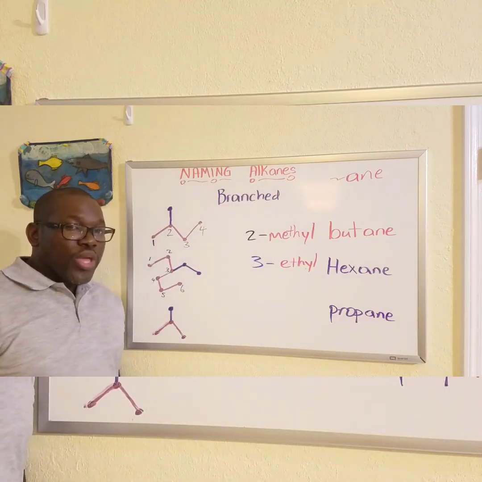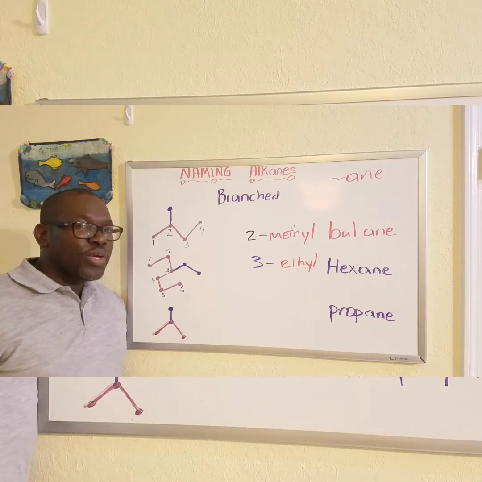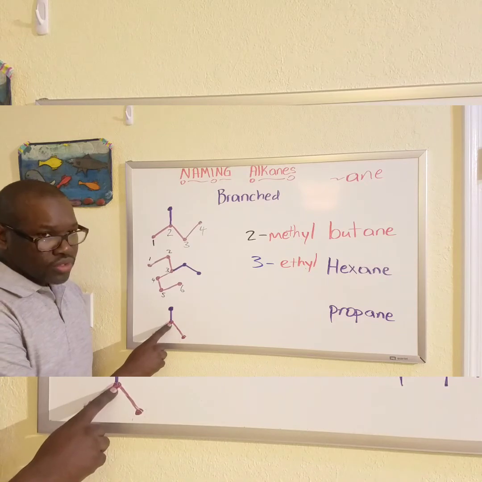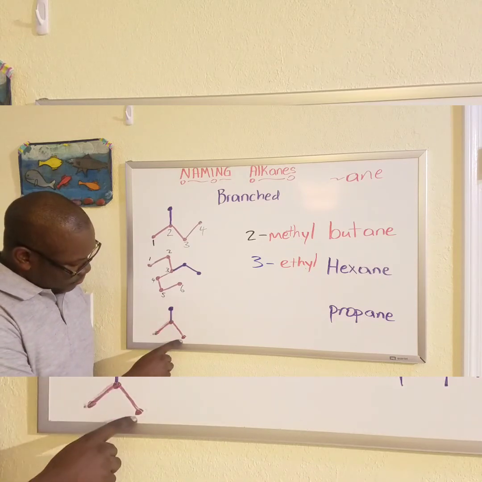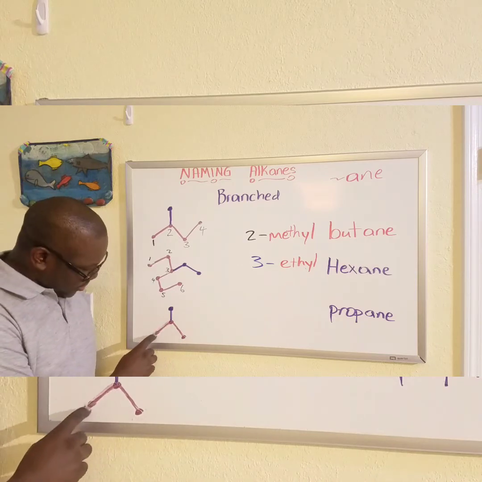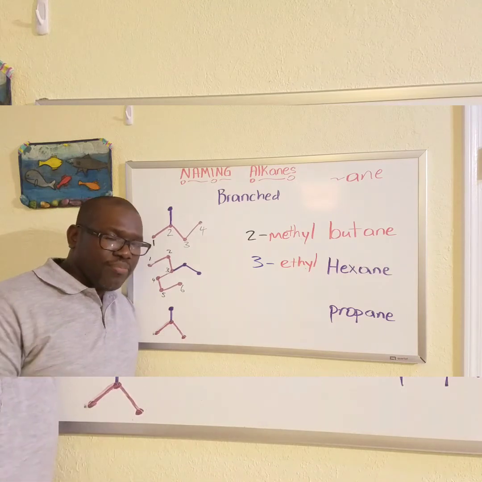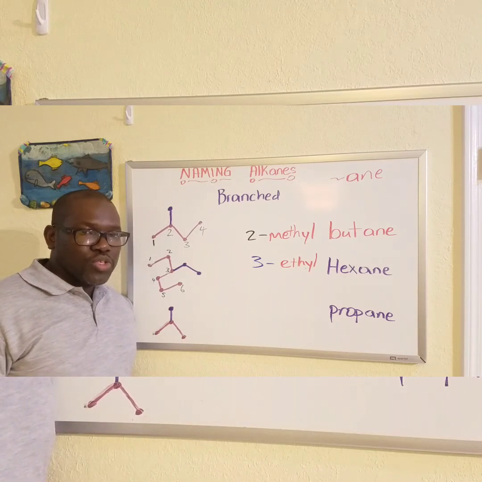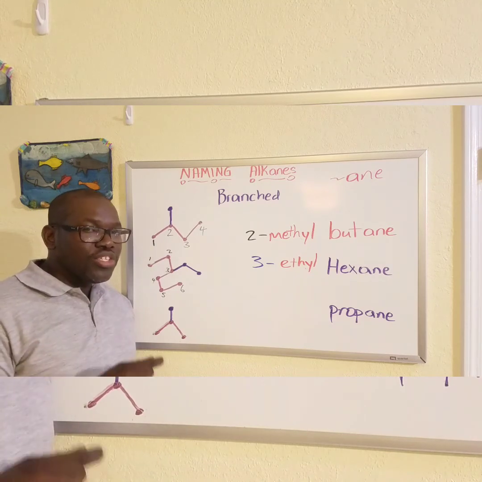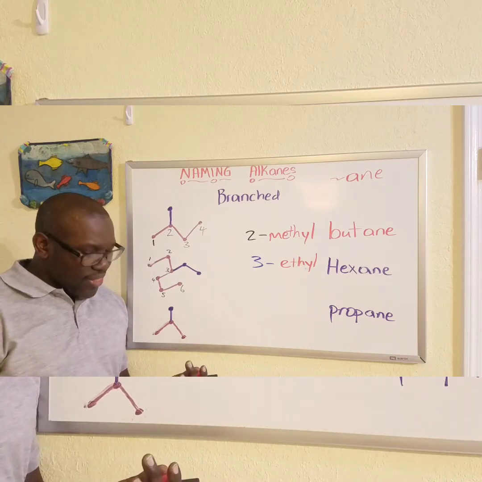Okay. Now we need to number the carbon chain so that the branch has the lowest possible number. So let's do that. 1, 2, branch is on the second, 3. Let's start from this side now. 1, 2, branch is on the second, 3. So whichever direction we go in, the branch is on carbon number 2. And that's good. So now let's identify the branch by counting the number of dots. It's 1 dot, which means that this is methyl.